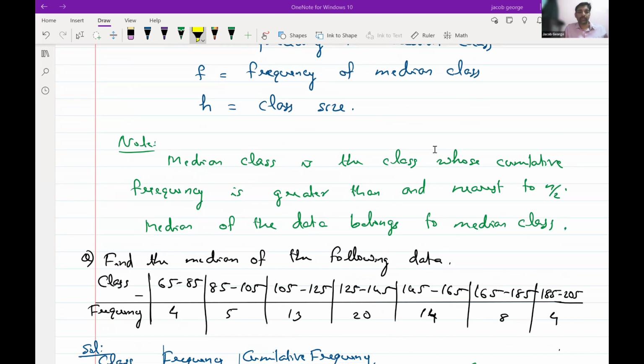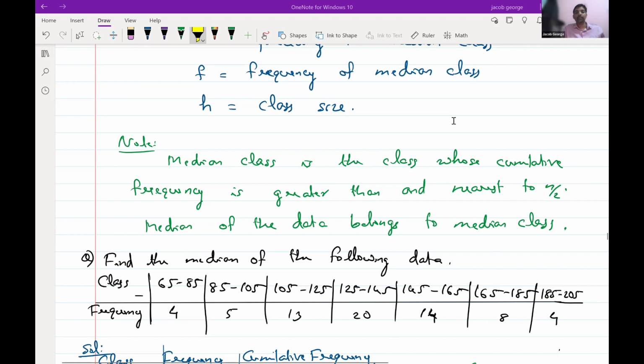Look at that green ink written. Median class is a class whose cumulative frequency is greater than and nearest to n by 2, or even equal to n by 2. Median of a data belongs to the median class. For missing frequency questions, we apply that one.